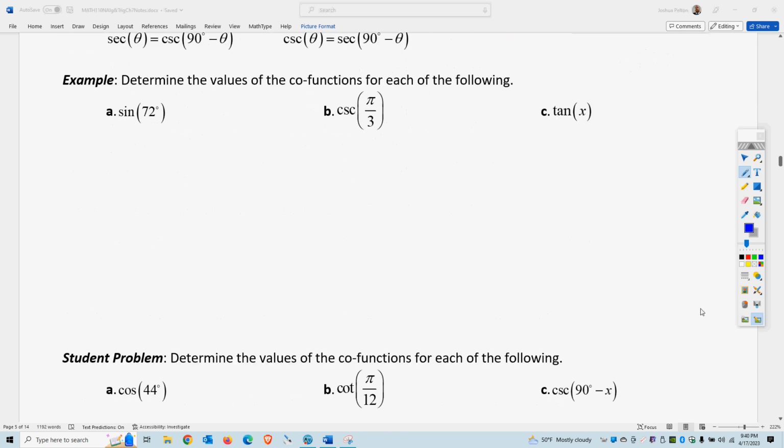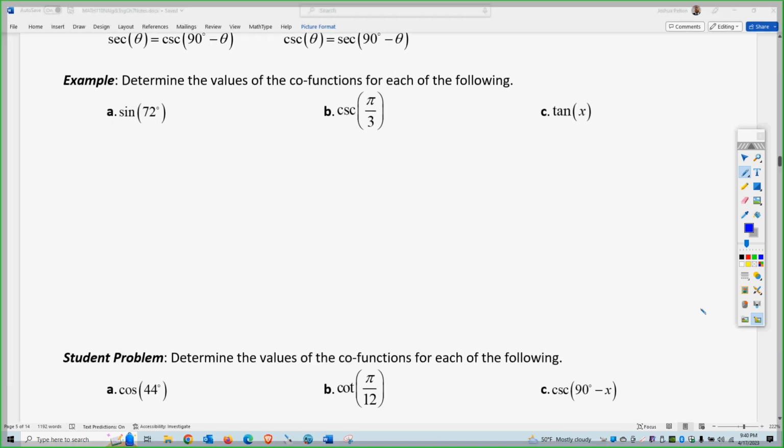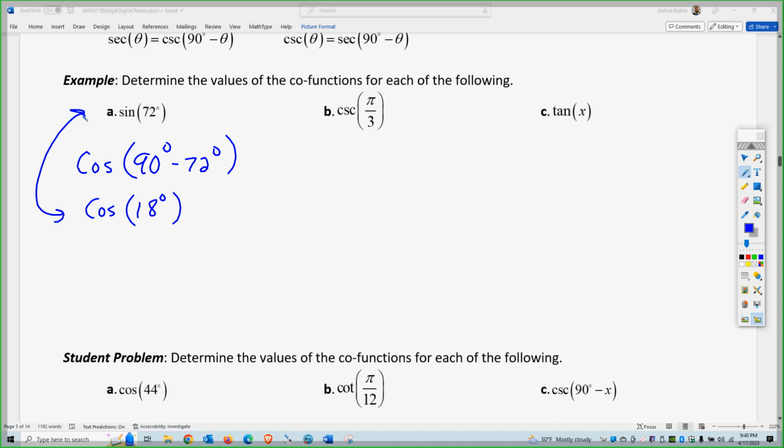So when you do it in your calculator, it's actually converting it to radians to be able to do the math. All right, so the sine of 72, if I want the cofunction, that is the cosine of 90 degrees minus 72. So that's the cosine of 18 degrees. So if you plug it in your calculator, these two things would give you the same value.